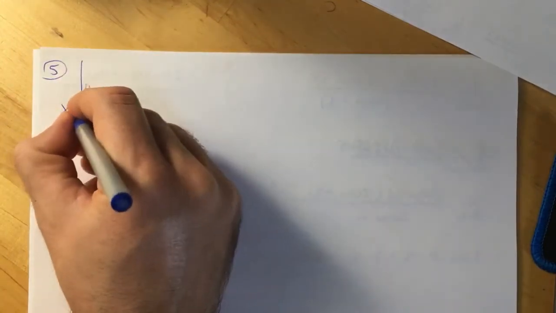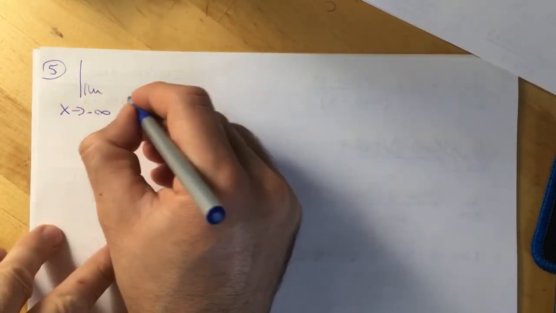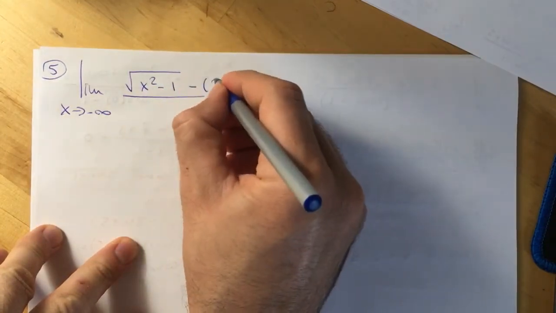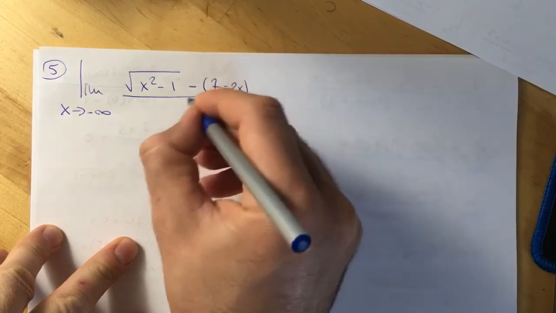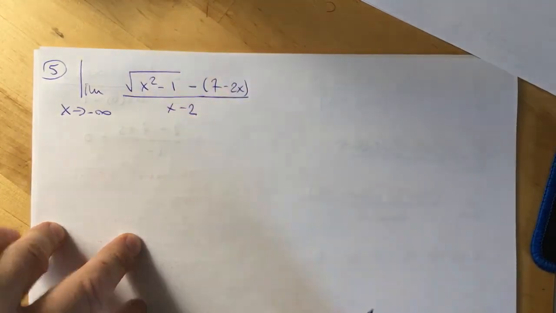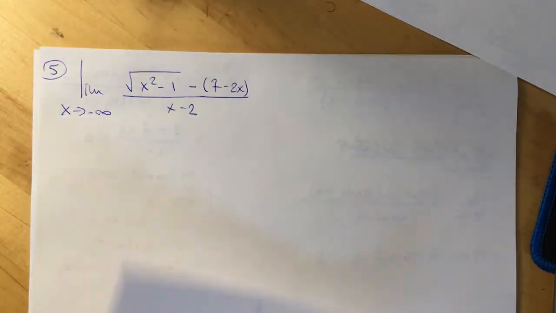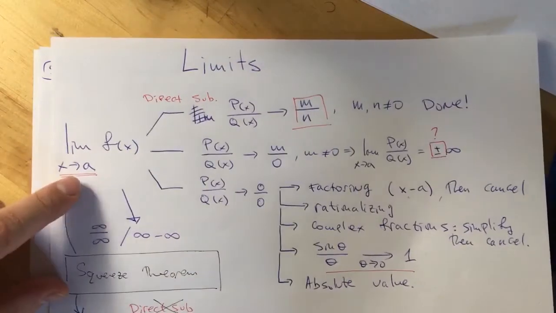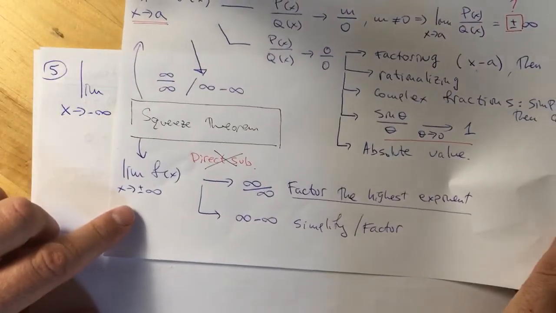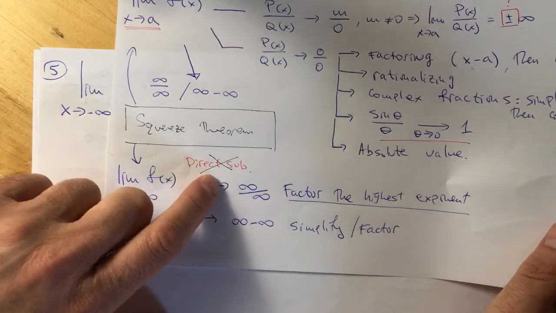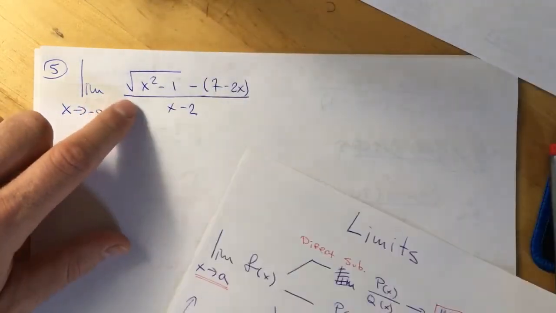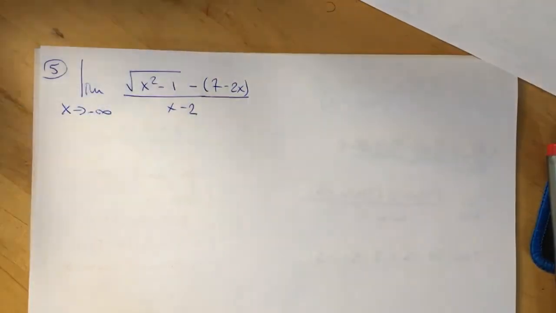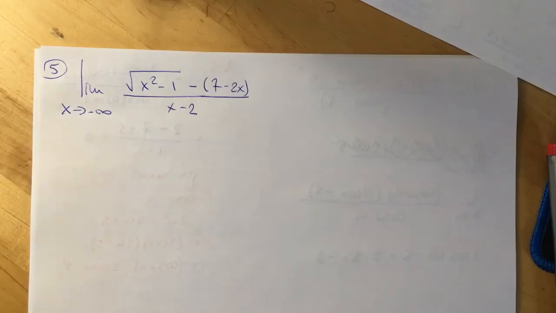The next question, x approaches negative infinity, the square root of x squared minus 1 minus 7 minus 2x over x minus 2. Okay, so this is the first time in this selection of problems where x doesn't approach a constant like here, but actually approaches either positive or negative infinity. Now direct substitution, as we thought of here, is not going to be applicable. Okay, you have to use some different kind of thinking about this problem.